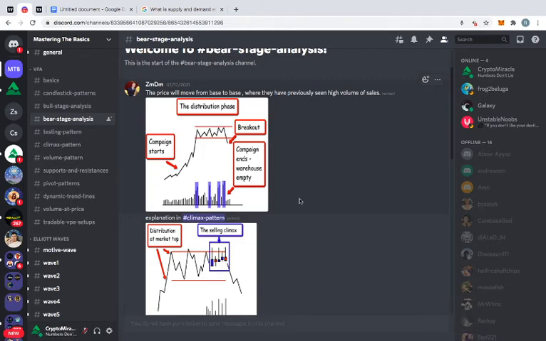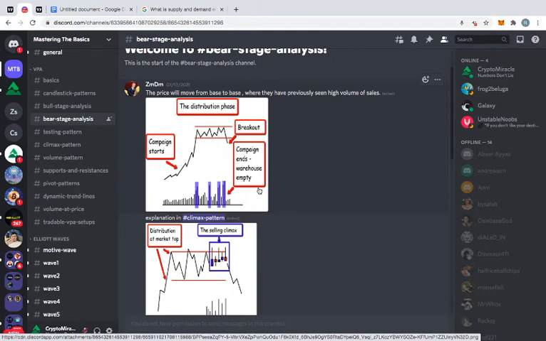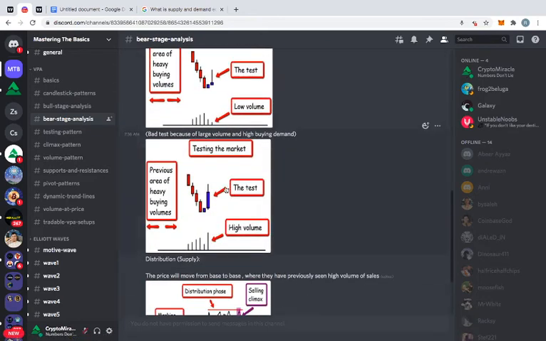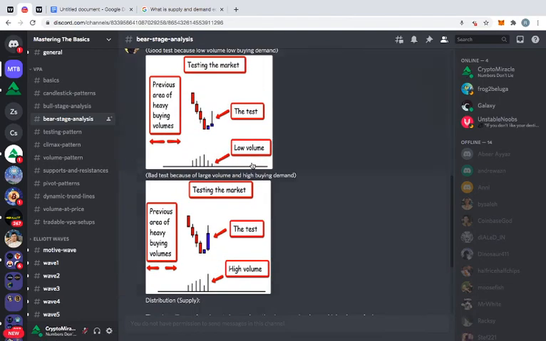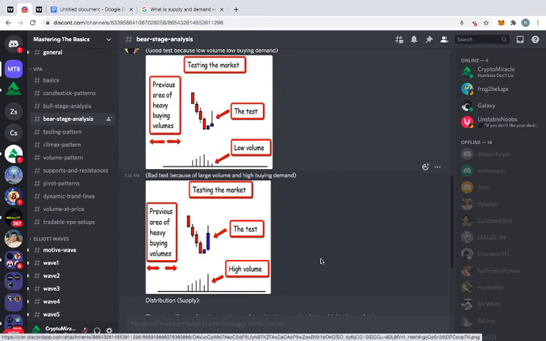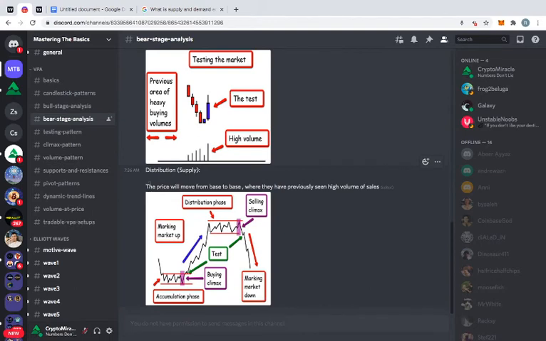stock or the asset. So it's really about confidence. And so they'll make news articles and everything like that at the end of the bull market or bear market to try to scare people to sell. And so this right here was a bad test because it was on high volume. There's still demand, someone's buying. And so this is the whole market cycle, the whole market stage, and the price will move from base. This is one of Gann's rules right here, okay? So the price will move from base to base where they have previously seen high volumes of sales.